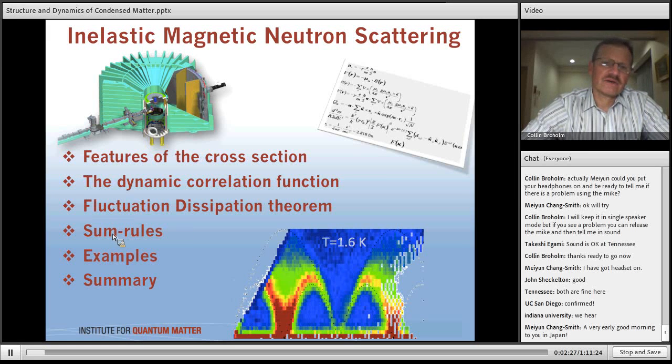And then I'm going to go in and talk about various examples of the use of inelastic magnetic neutron scattering to illustrate various of these points, and there'll be a summary at the end.